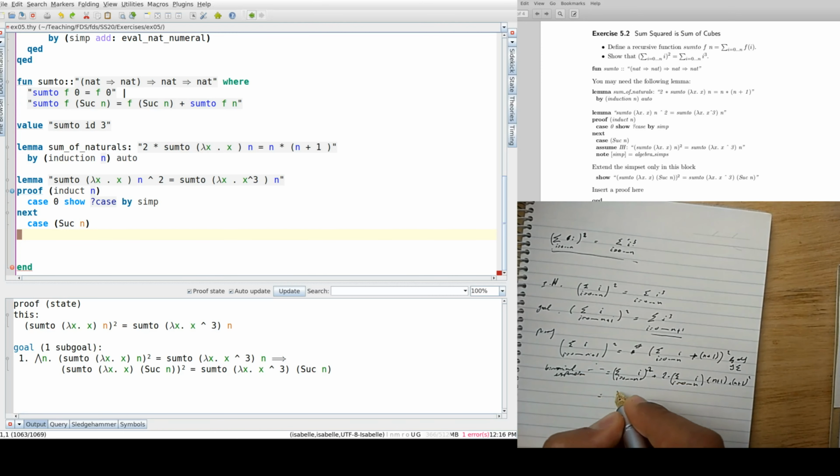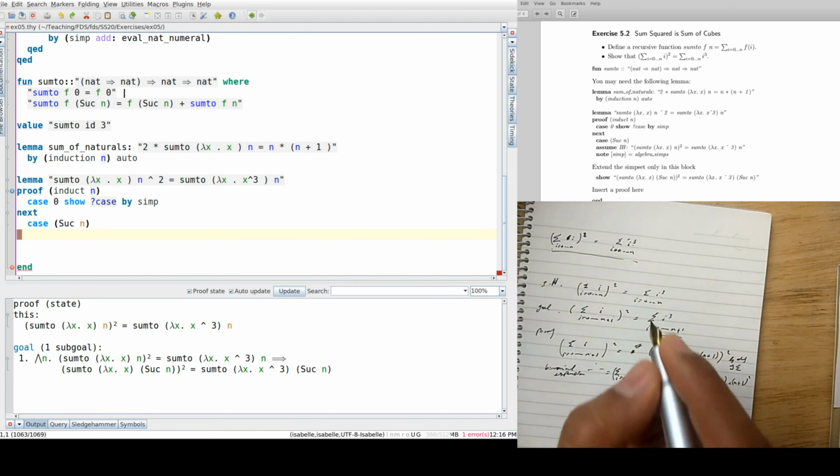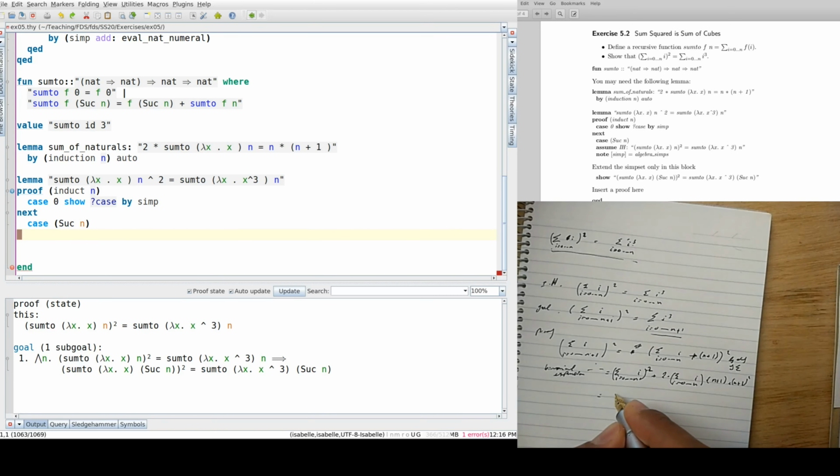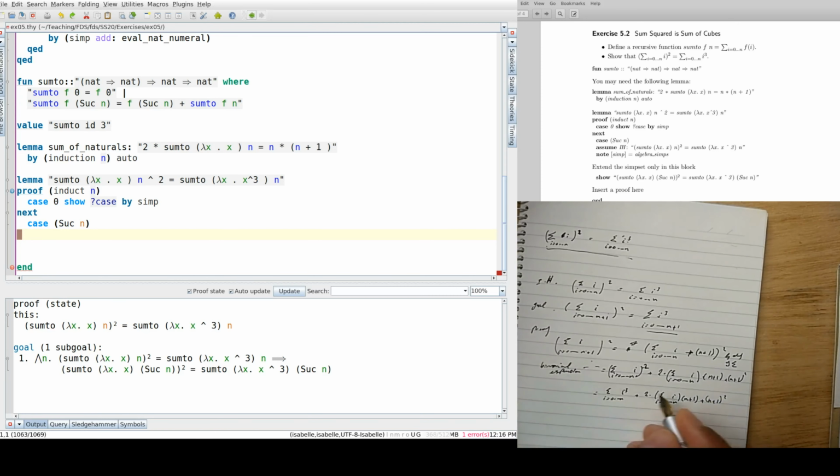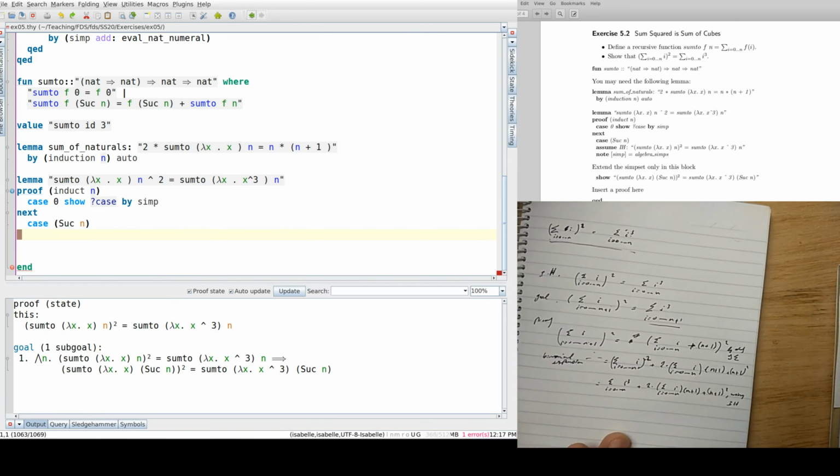And then now we can replace that with this using the induction hypothesis. So we can say this is equal to the sum from i equals 0 to n of i cubed, plus 2 times the summation of i from 0 to n multiplied by n plus 1, plus n plus 1 squared. Okay, so this one is just using the induction hypothesis.